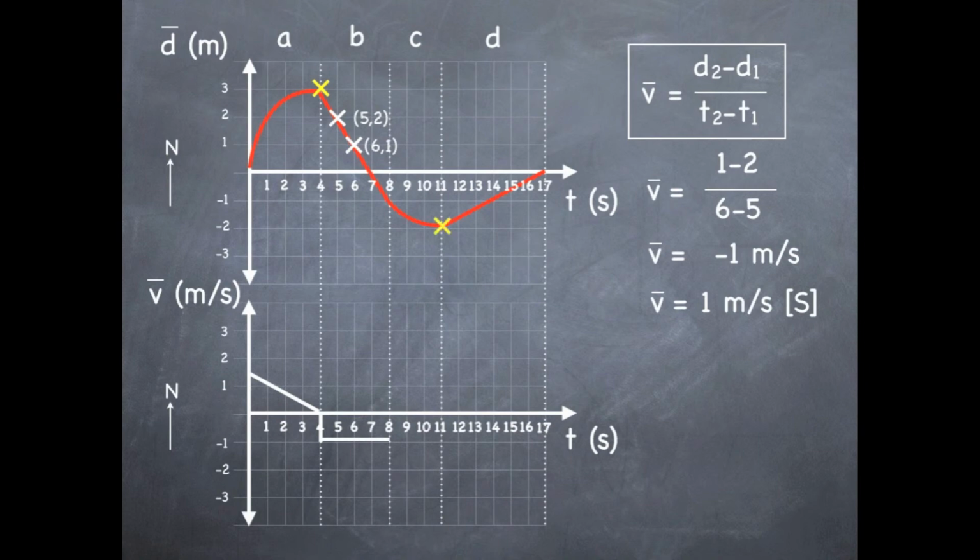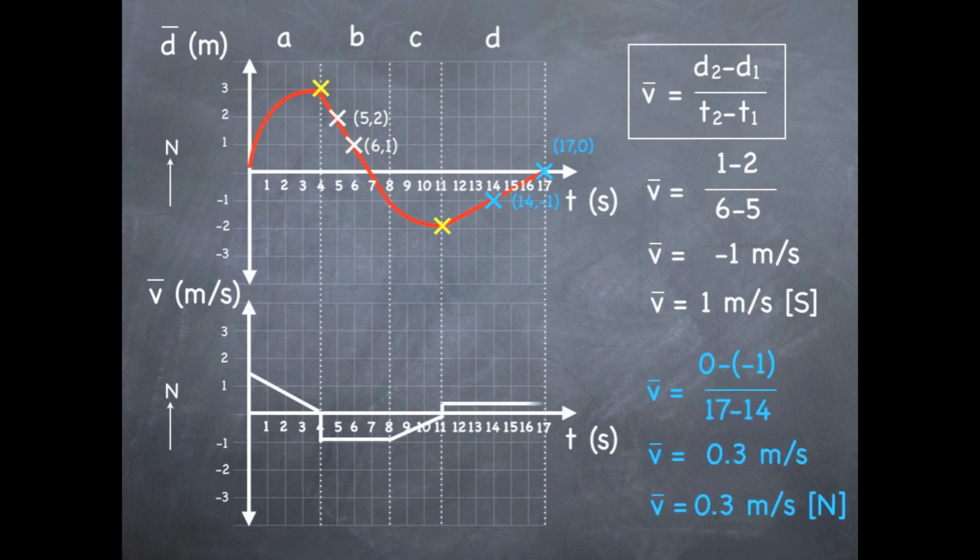Similar to section A, we will not calculate the slope for section C, but we can see that the change in slope is decreasing to 0. Much the same as section B, we can select 2 points in section D. The first point is 14 seconds in and is at negative 1 meter or 1 meter south. The second point is 17 seconds in and is at 0 meters. So we just substitute those numbers in, and our final answer is 0.3 meters per second north.